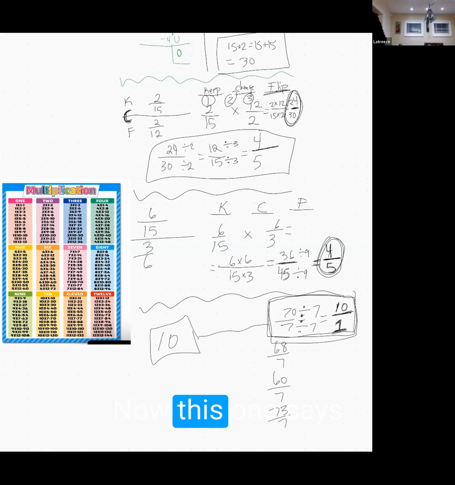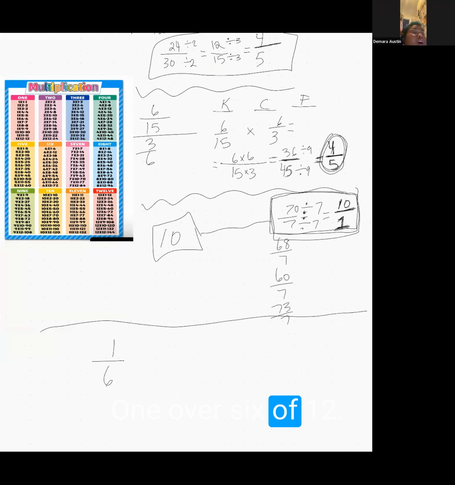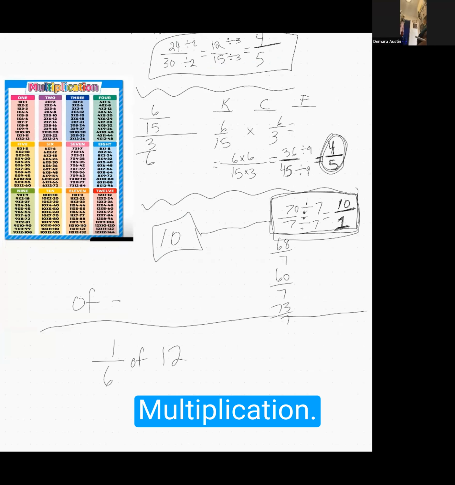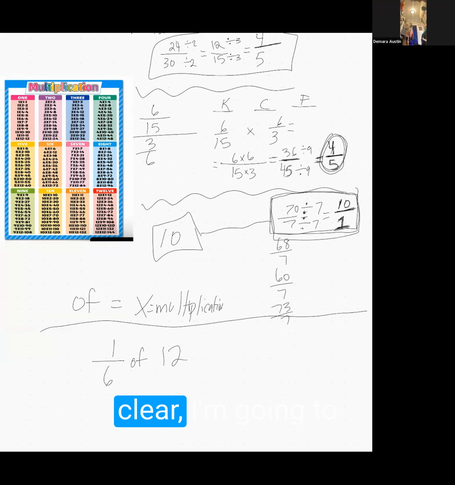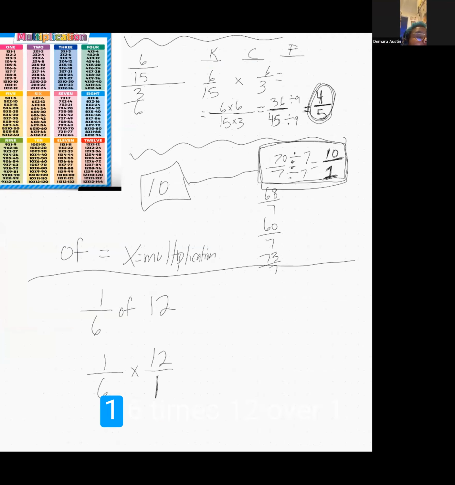Okay. Now this one says 1 over 6 of 12. So 1/6 of 12. The word of in math means multiplication. So they're asking you to do 1/6 times 12. And just to make it clear, I'm going to write 12 as a fraction, 12 over 1. 1/6 times 12 over 1.